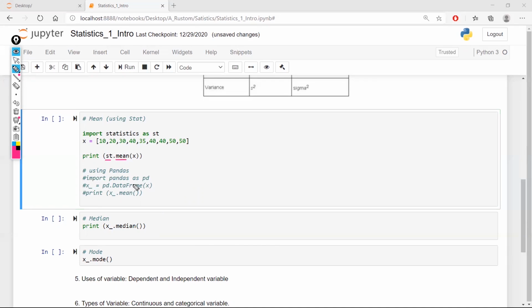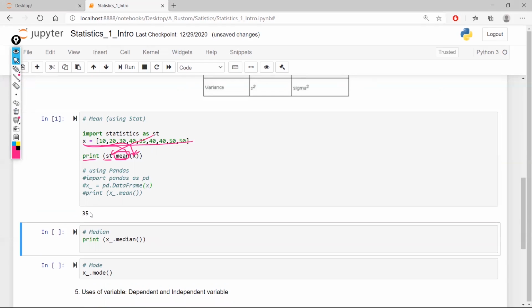Mean of what? Where is the data? Yes, here is the data. That data I'm going to refer to here. I'm just printing it. X has all my data. I'm giving this data over here and saying st dot mean. ST is nothing but statistics, and mean is the method we use to find the mean. All right, let's execute. So 35 is the mean here.